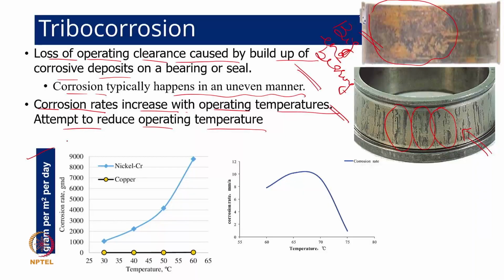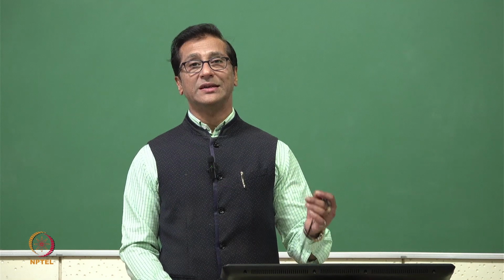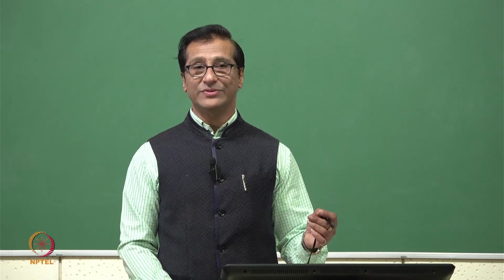Now I picked up a few things from literature just to demonstrate. You can see here in one case, nickel chromium was used, and with an increase in temperature from 30 degrees to 60 degrees, the corrosion rate has increased significantly. Of course, the corrosion rate has been given in GMD, that's grams per meter square per day, which is increasing. Now if nickel chromium is changed to copper, you can see that it is stationary, or not changing that significantly, almost insignificantly.